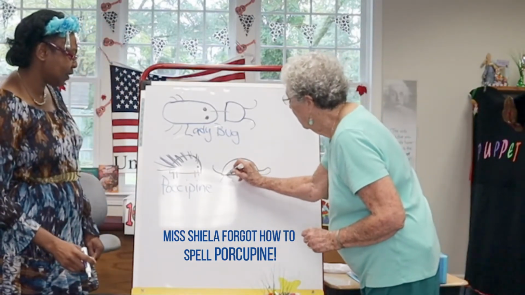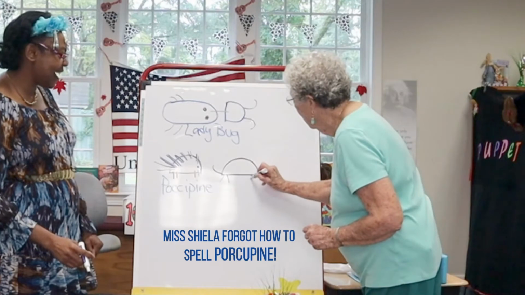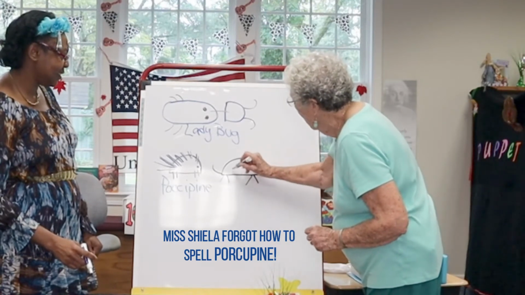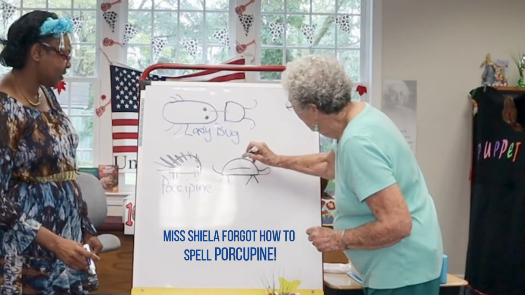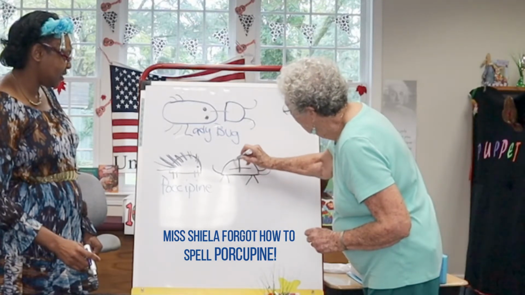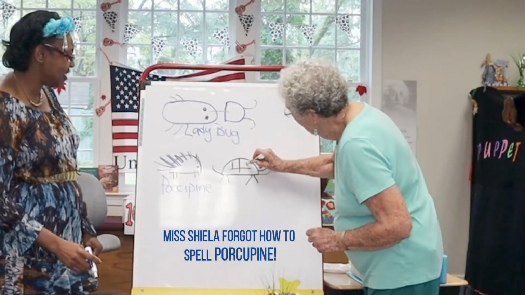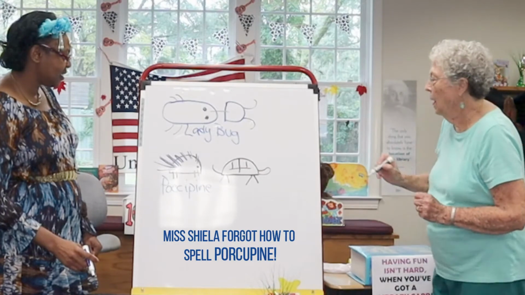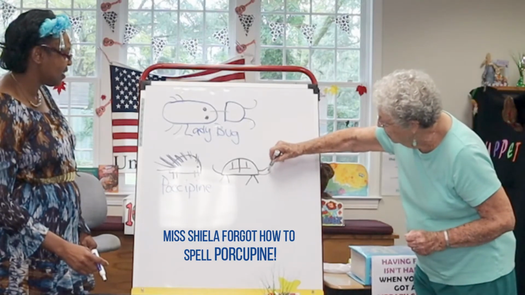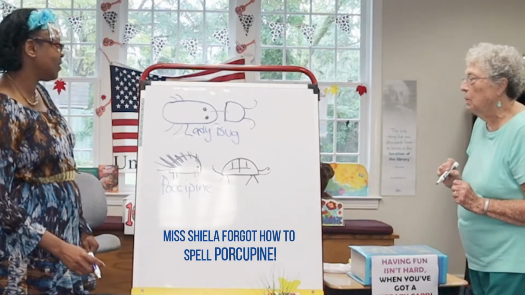We're going to give him little diagonal legs here. Oh, I like that. Diagonal legs there. We're going to give him this shell. Oh, this is neat. And he needs an eye. There's a turtle. Wow.